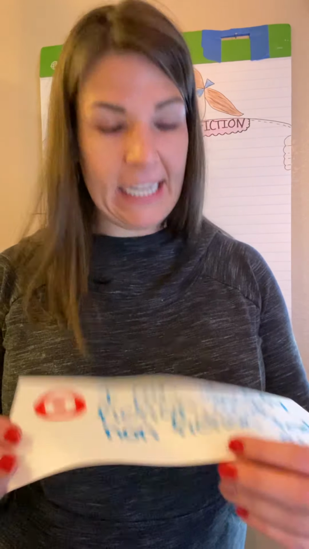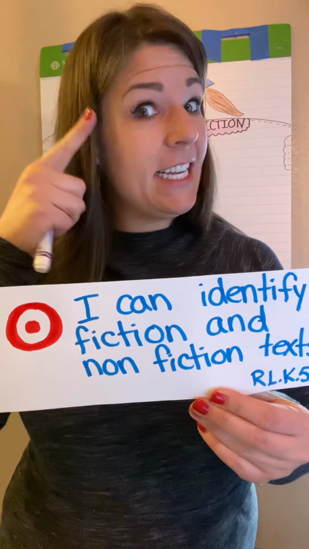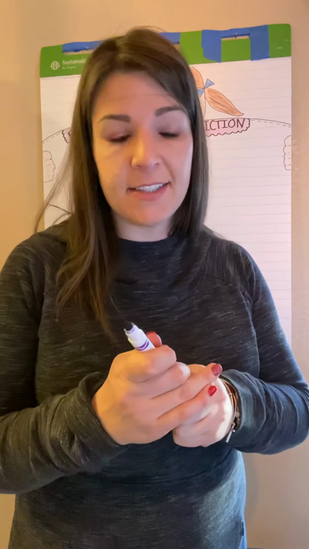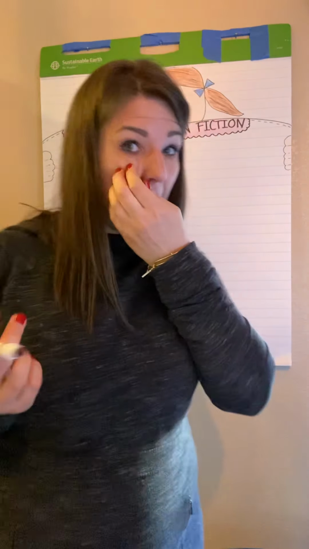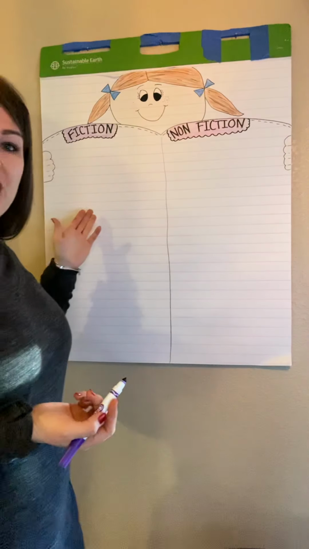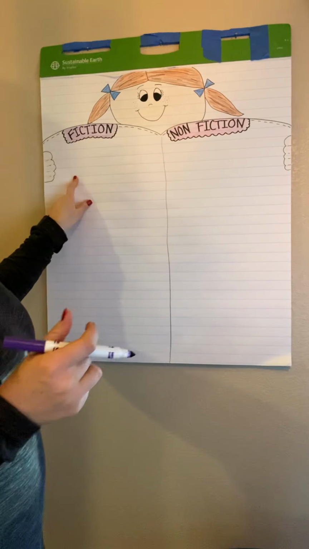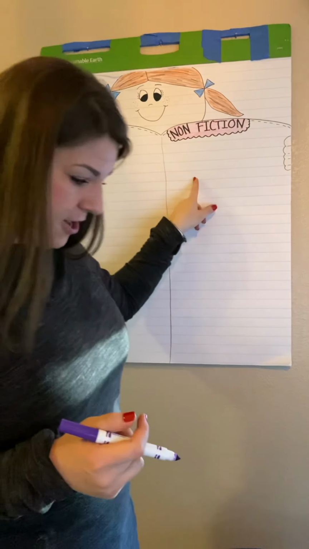Hi guys. So our learning target in reading today is I can identify fiction and nonfiction texts. So what we're going to review today is what a fiction text is. I made this cute little anchor chart here, and this little girl holding a book. One side is fiction, one side is nonfiction.